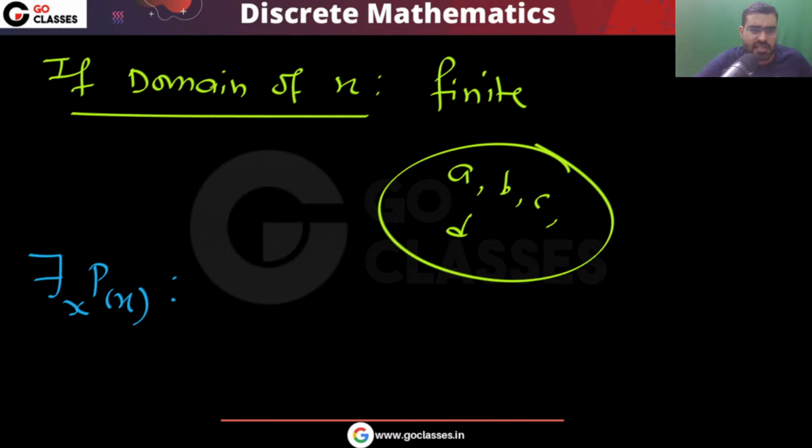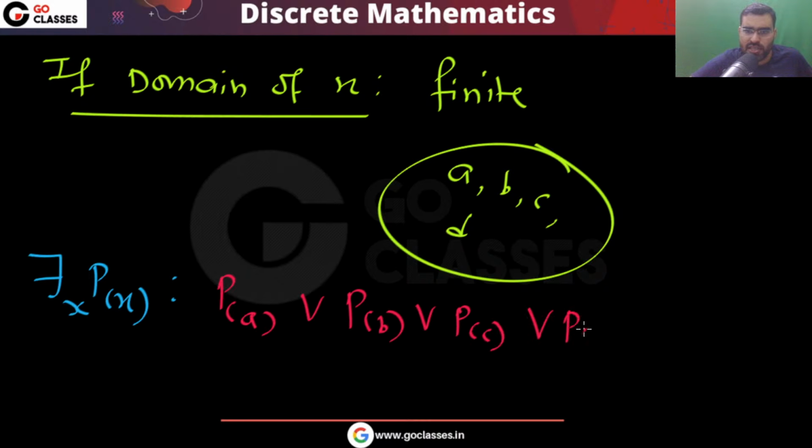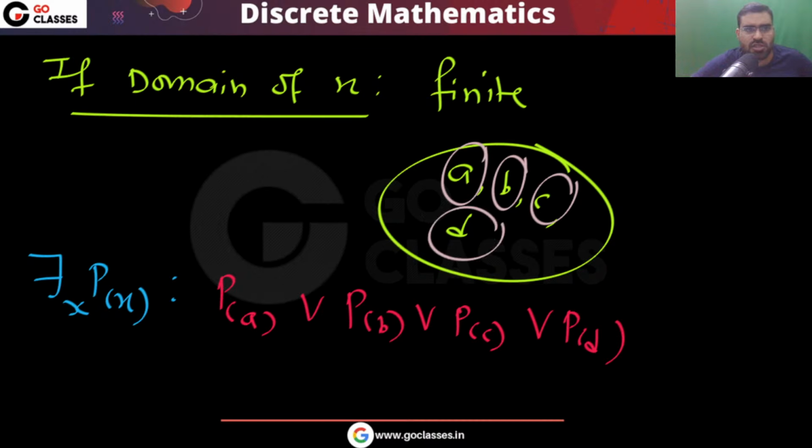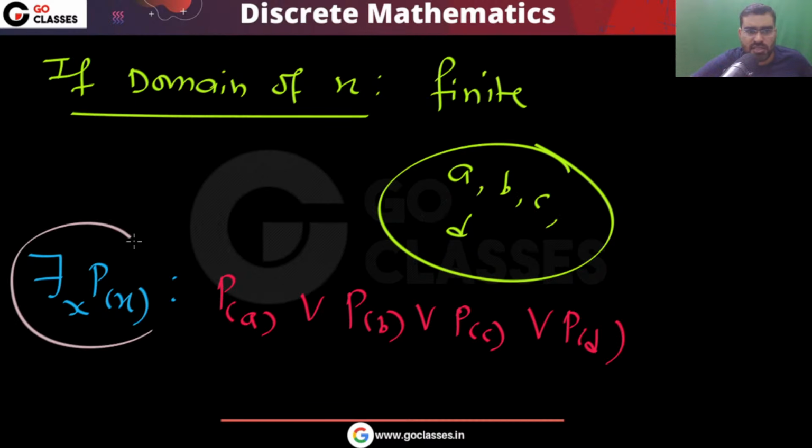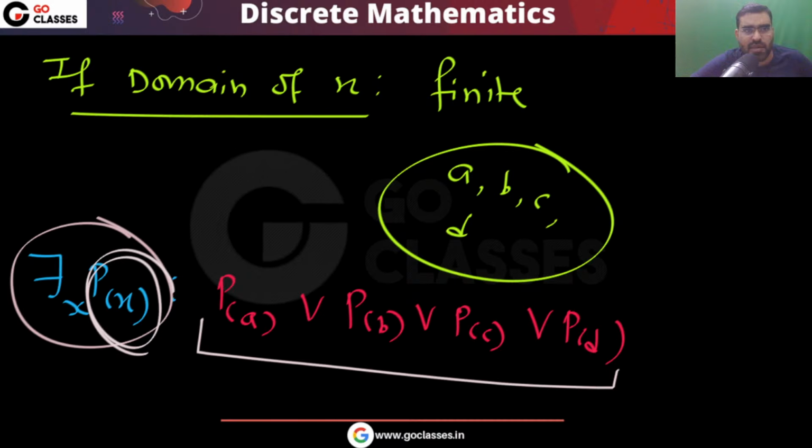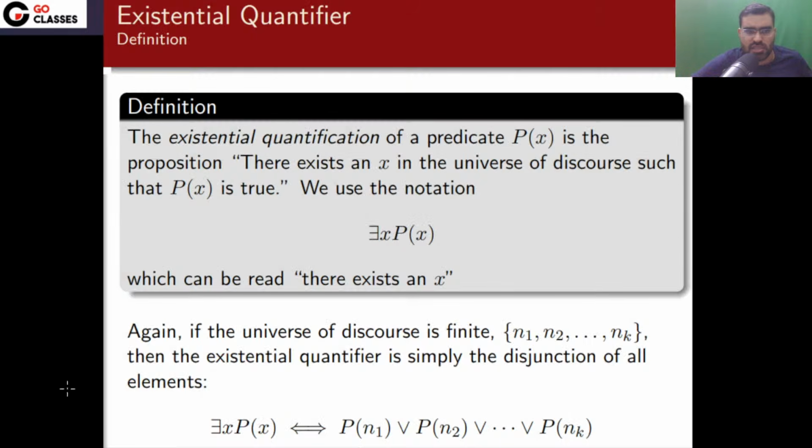This statement says that for at least one value of x, this P(x) is true. So P(a) is true, or P(b) is true, or P(c) is true, or P(d) is true. Correct? So either P(a) must be true, or this P must be true, or this P, or this P. So you can see this statement, there exists x P(x), is basically nothing but the disjunction of all these individual elements. Very simple.